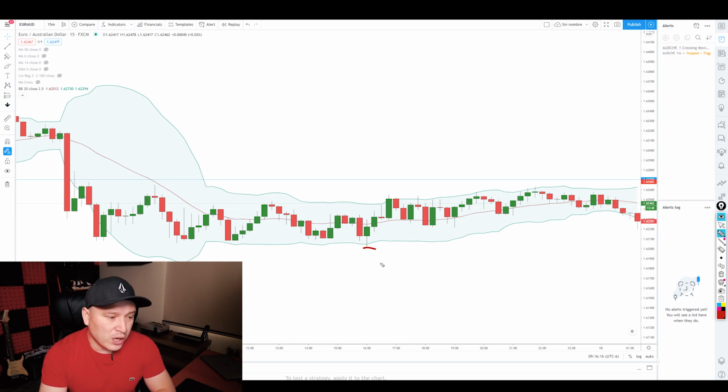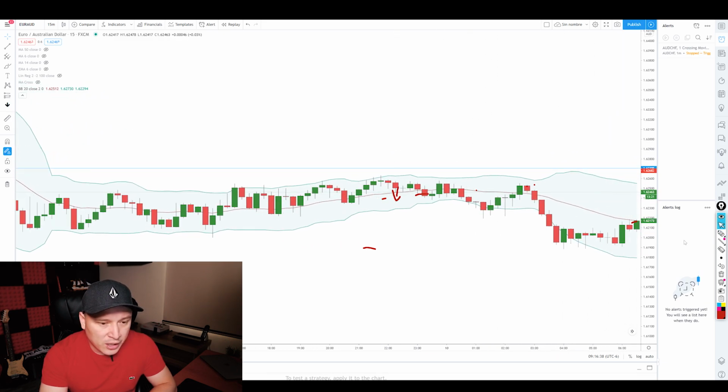Do we enter this one? No. Why? It didn't close outside, so no. Do we enter this one? Yes, it closed outside of the Bollinger Band, and you enter for 15 minutes and boom, in the money. This one, no, I'm not going to enter. It didn't close outside. Not this one, not this one, not this one. Nothing up until this one. But we're going to see right now what the results were. And as you can see, this one closed outside and the next one was in the money.